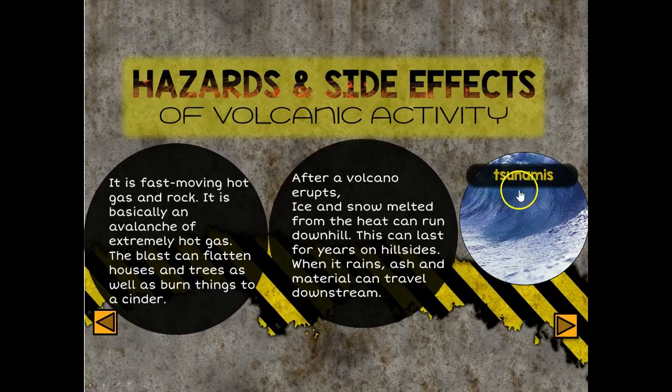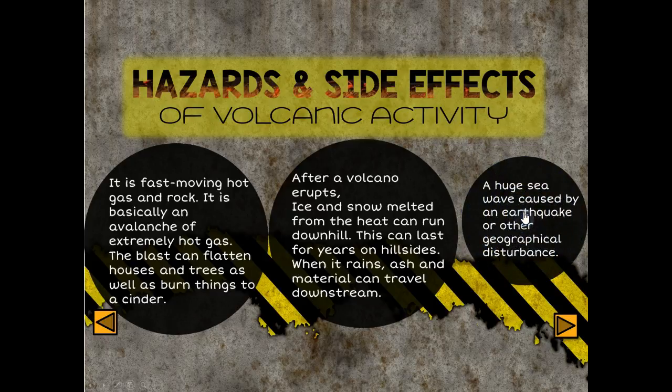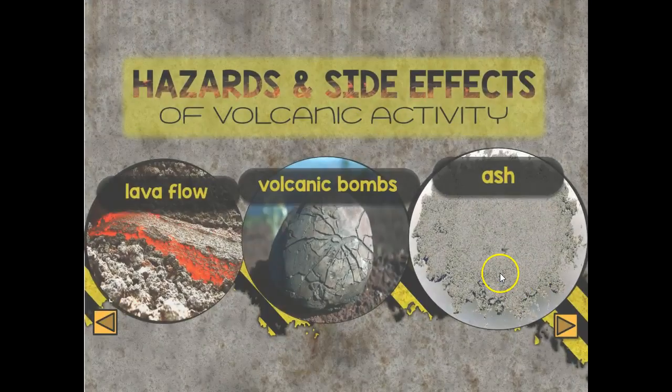And then we also have something that occurs with earthquakes. Remember, a tsunami can occur from an earthquake, but volcanoes can also create tsunamis. Remember, these are just huge sea waves created by an earthquake or other geographical disturbance happening anywhere in the area of a volcano. So those are some hazards and side effects of volcanic activity.